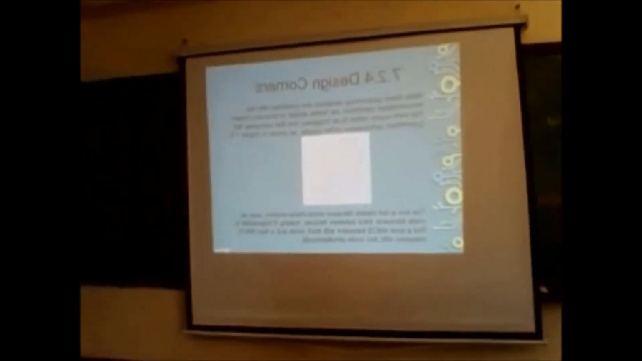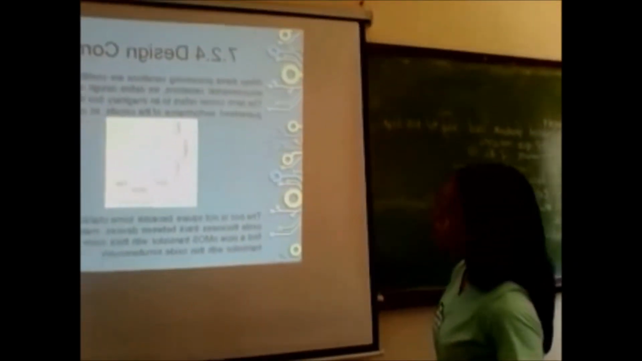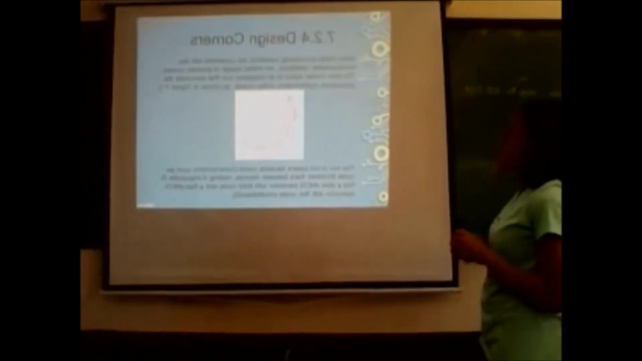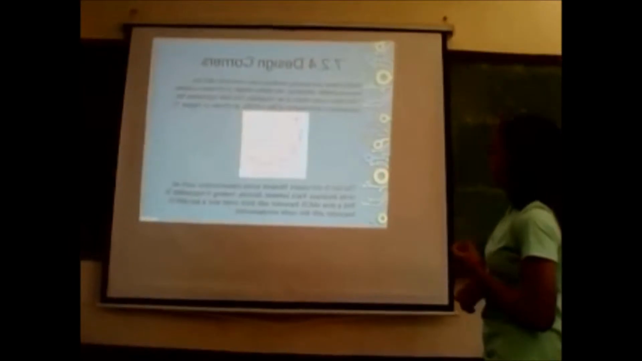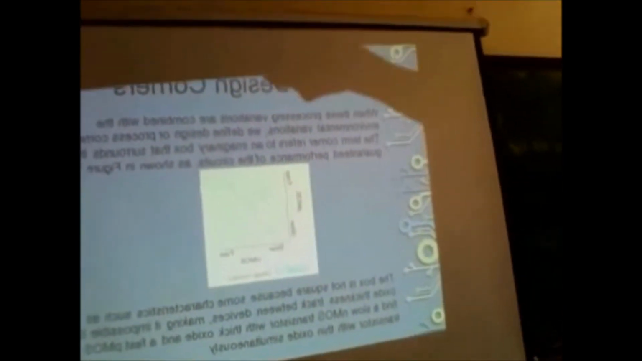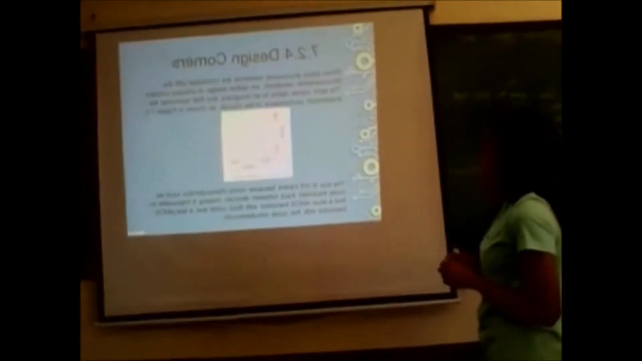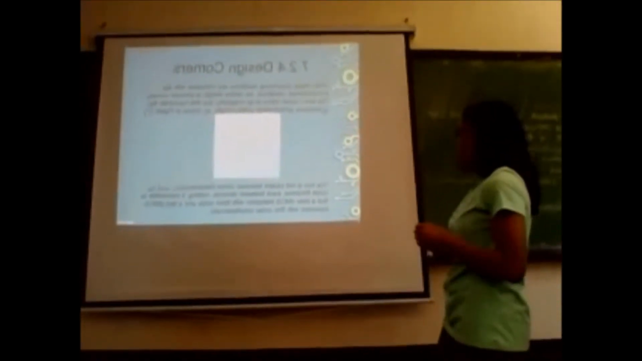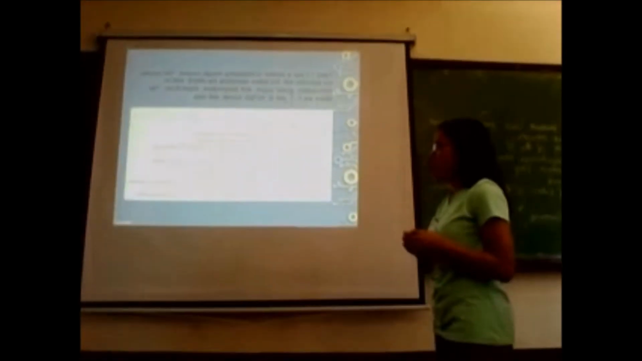Design corners. When these process variations are combined with environmental variations, we define design or process corners. The term corner refers to an imaginary box that surrounds the guaranteed performance of the circuit, as shown in figure 7.5. The box is not square because some characteristics such as oxide thickness track between these devices, making it impossible to find, say, slow transistors with thick oxide and fast transistors with thin oxide circuits.